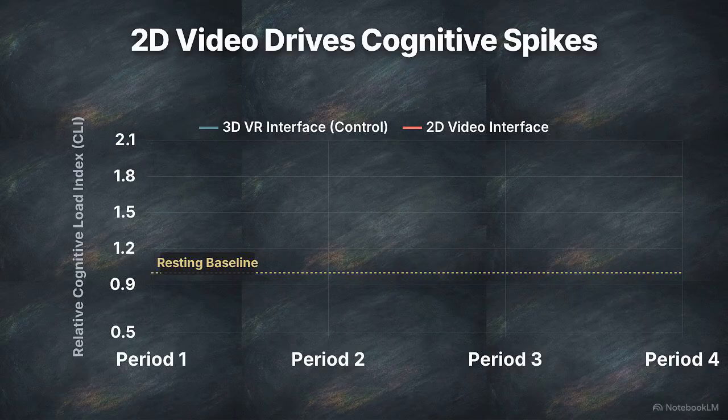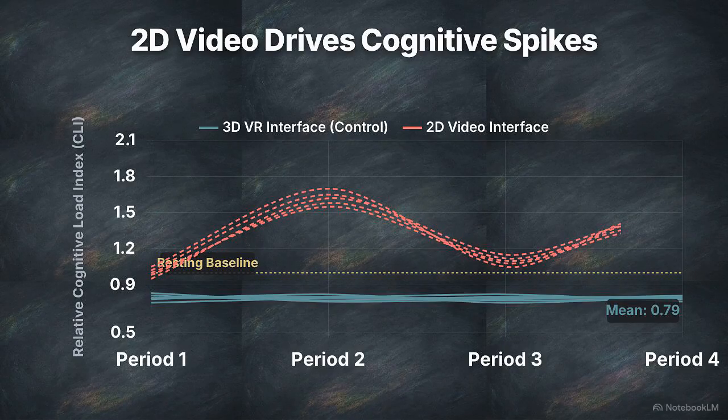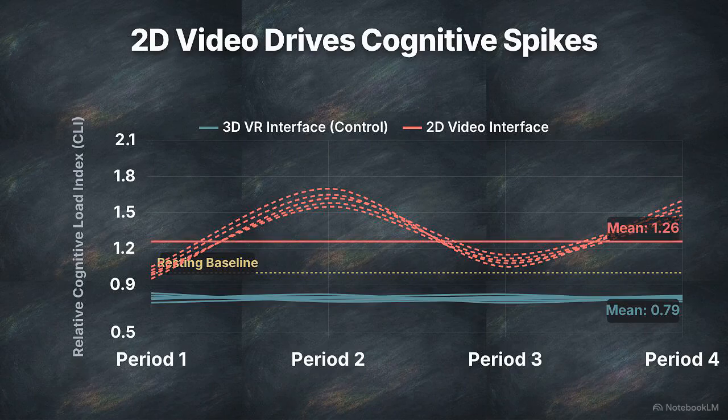The x-axis represents the 4 sequential learning stages, while the y-axis tracks the intensity of the relative CLI. These solid blue lines plot the cognitive load of the participants who learned inside the 3D virtual reality environment. Across the sequence, the 3D VR group registered a mean relative CLI of 0.79. The dotted red lines track the participants who learned the same steps via the flat 2D video interface. Their data is significantly higher, registering a mean relative CLI of 1.26.